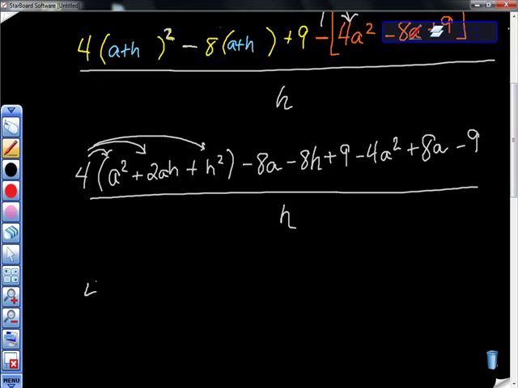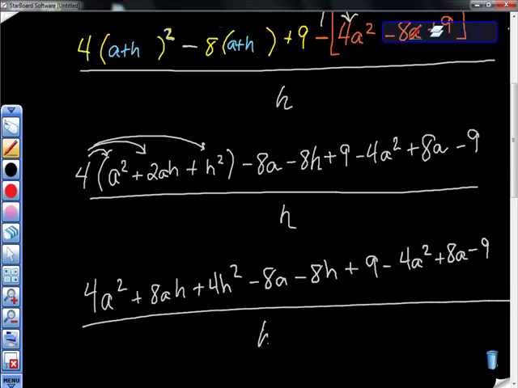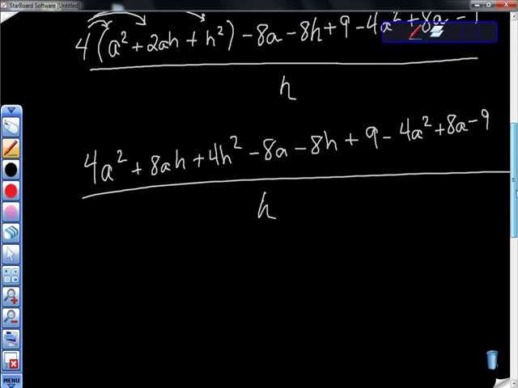4 times a squared is 4a squared. 4 times 2ah is 8ah, isn't it? And 4 times h squared is 4h squared, isn't that right? Minus 8a minus 8h plus 9 minus 4a squared plus 8a minus 9. All I'm doing is rewriting all this. Hopefully I got all this right. This is a real pain. I happen to know what the answer is supposed to come out to be, so that helps. And once you know a little bit more of the calculus, you'll be like, oh my God, I can see this, I can see this.